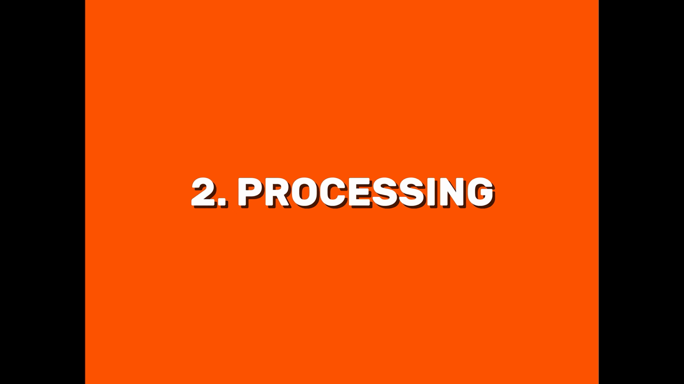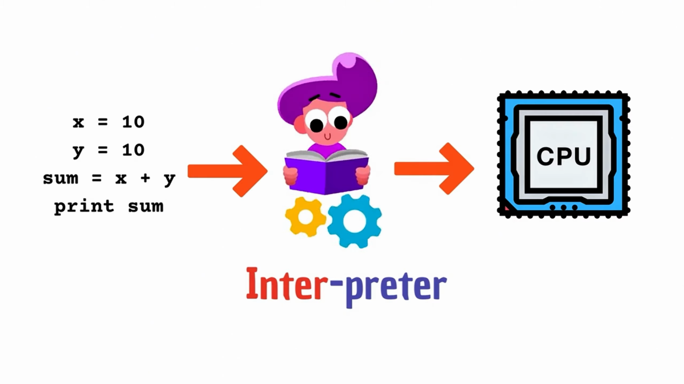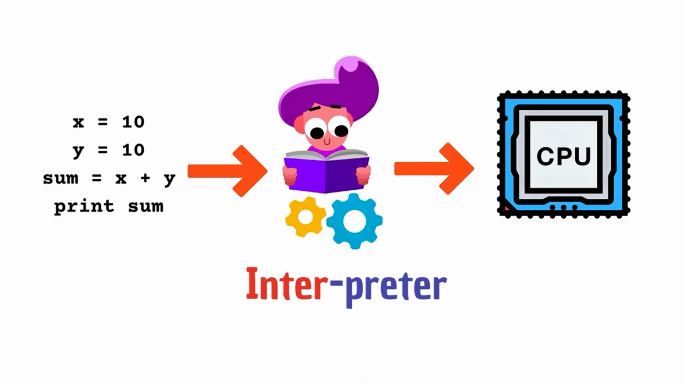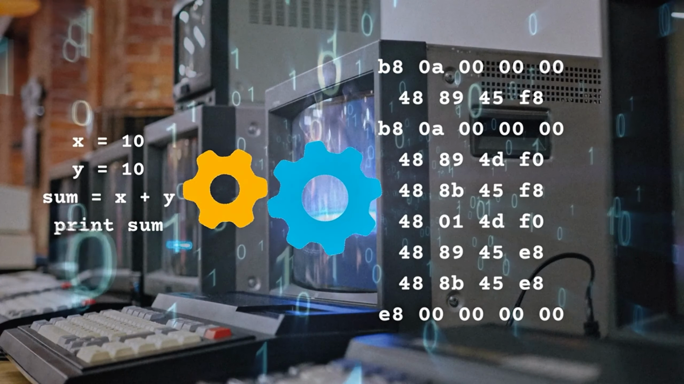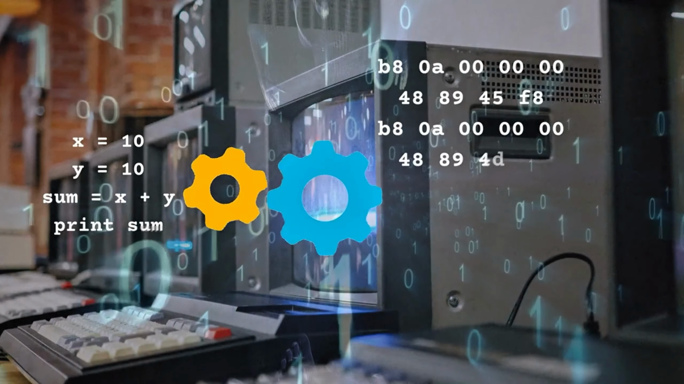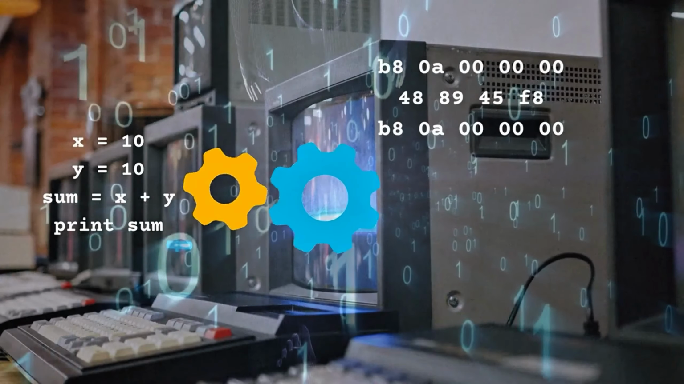2. Processing. The central processing unit, CPU, processes and executes instructions, performing arithmetic and logical operations on the data. It manipulates the data according to the provided instructions. The control unit manages the flow of data between the input, processing, storage, and output components, ensuring accurate processing and execution of instructions.